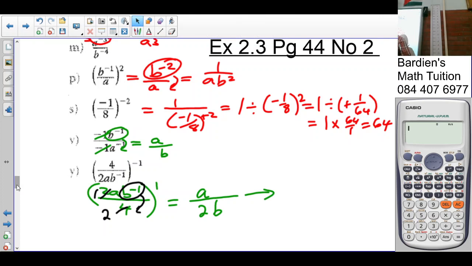Exponents first. People, for homework, I want you guys to do exercise 2.3, the second column. Exercise 2.3, the second column. In number 3, you do the first and second column.